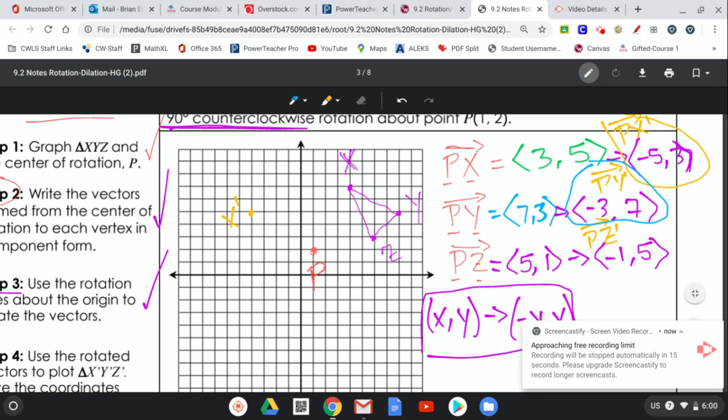So for this one, negative 3, 7. So we're going to move 1, 2, 3, up 1, 2, 3, 4, 5, 6, 7. That is going to be our coordinate for y prime. And lastly, we're going to have z prime.